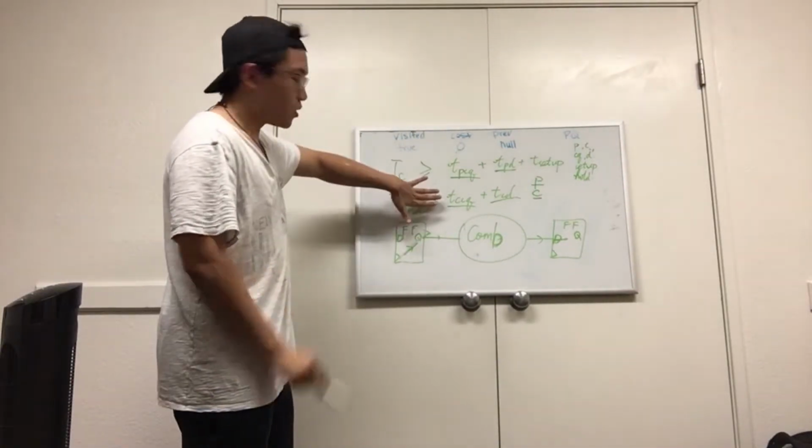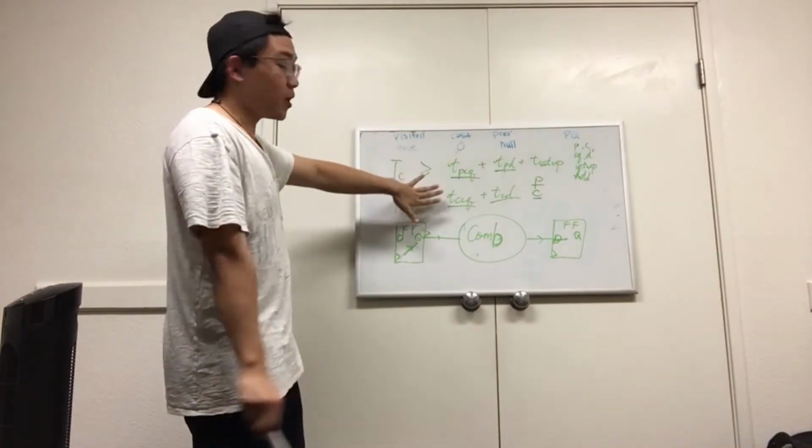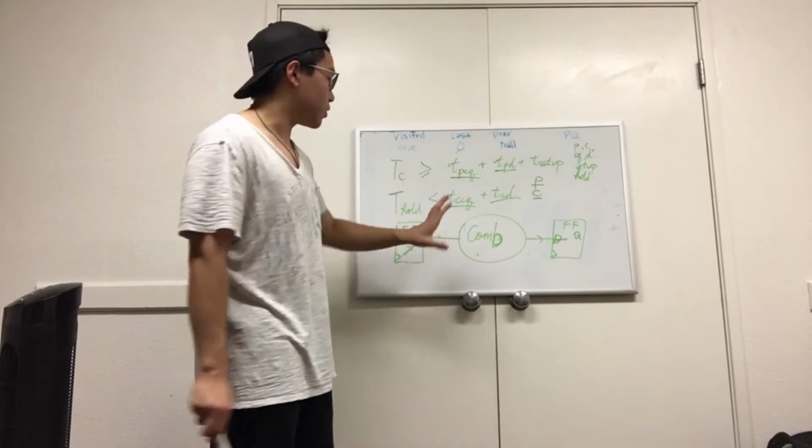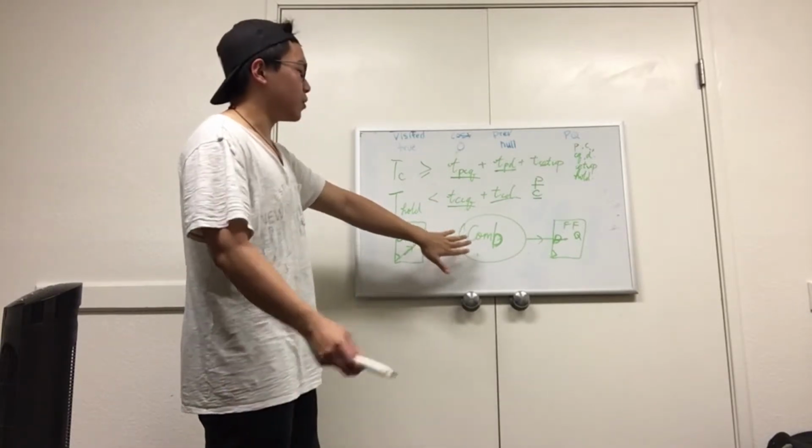As for TCCQ, it is the contamination delay of the clock to Q, and TCD is the contamination delay of the combinational circuit.